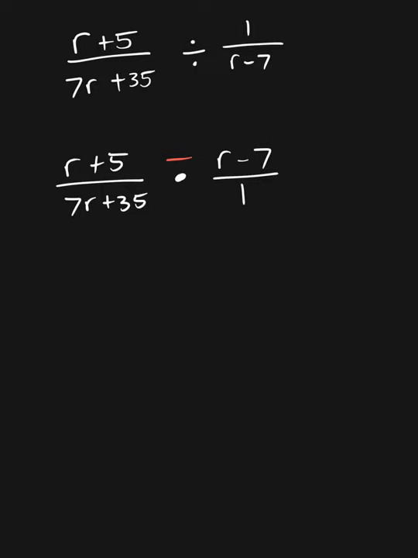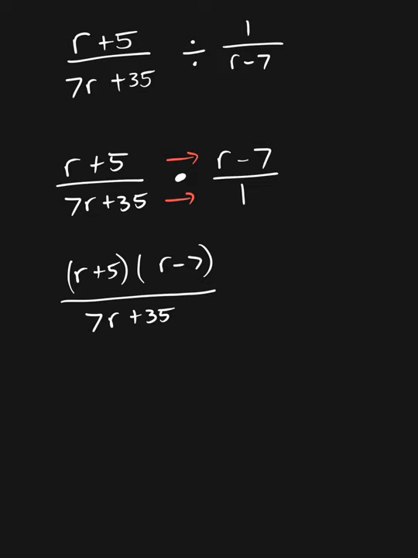We multiply across, so I'm going to just rewrite it one more time. r plus 5, and I'm going to start putting it in parentheses because now we're multiplying it, r minus 7, all over 7r plus 35. Well, I've been looking at this denominator, and I'm starting to notice something interesting. Hey, there's a 7. 35 can be divided by 7, which I particularly like.